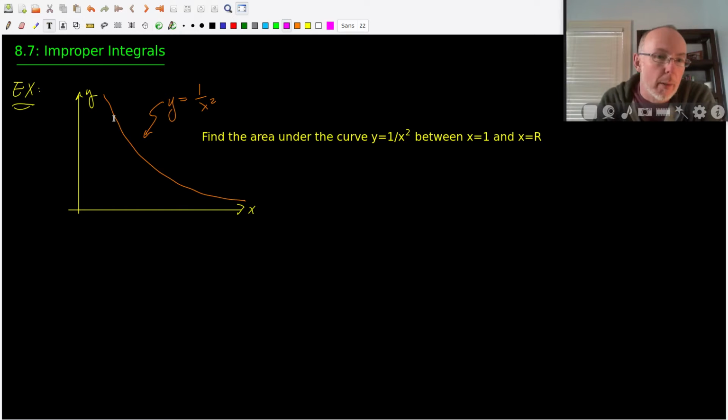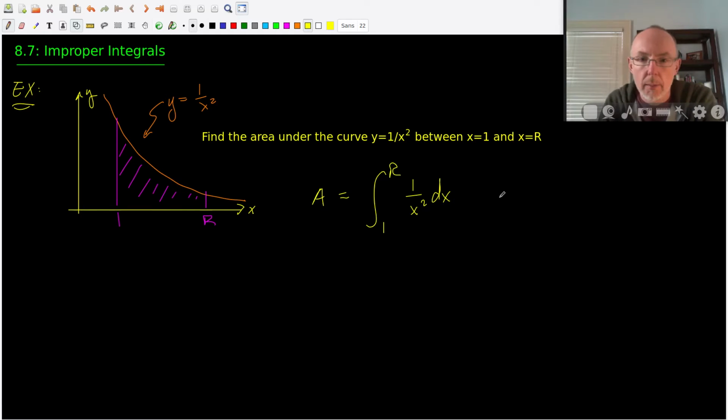So here we go. What we want to do is find the area under the curve y equals x squared between x equals 1, so there's x equals 1, let's say, and some arbitrary value somewhere along the axis, let's call it R. So we're going to find this area. Of course, we know how to do that because it's just an integral. We've done this kind of thing many times before.